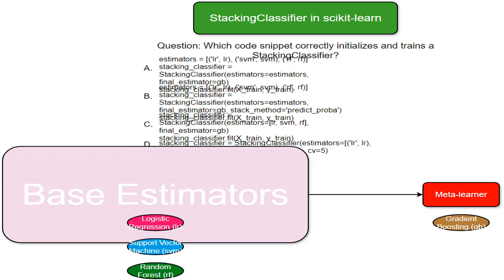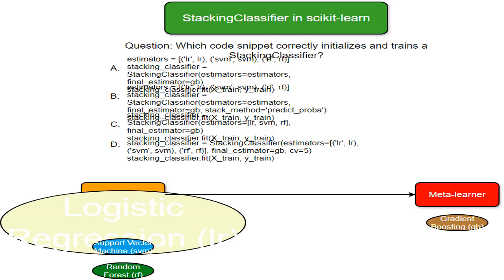Next, I've got the support vector machine, known for its ability to find optimal separating hyperplanes in high-dimensional spaces. Finally, the random forest, an ensemble method itself, brings its strengths of randomness and averaging to the table.